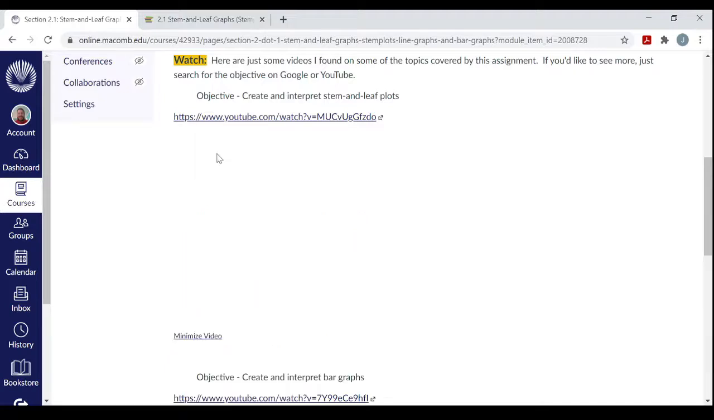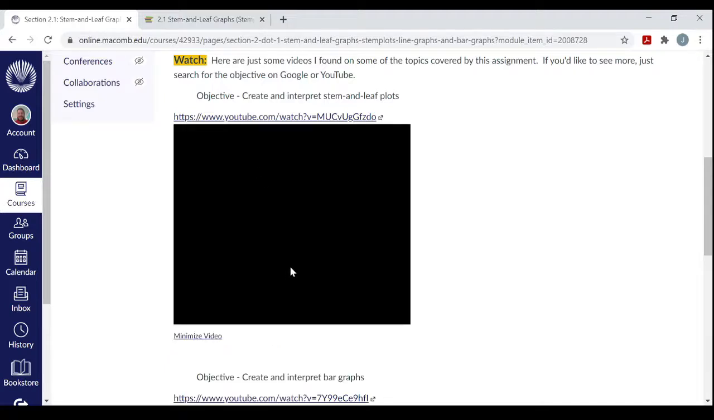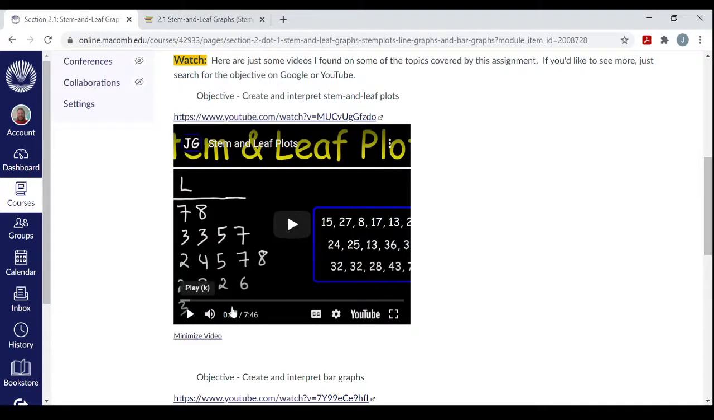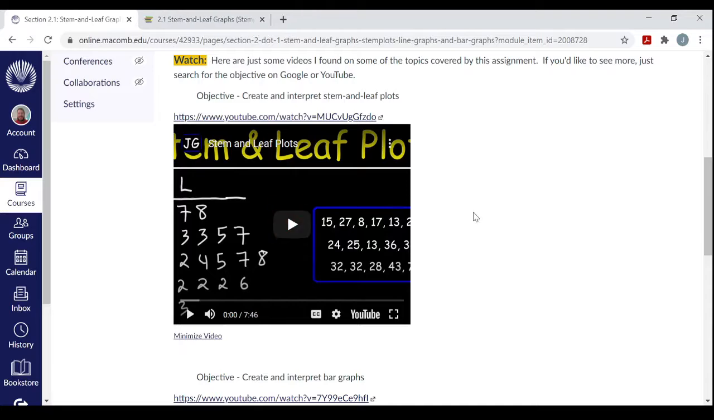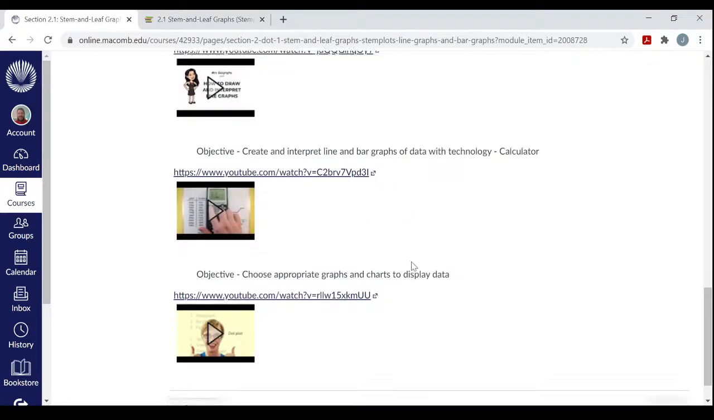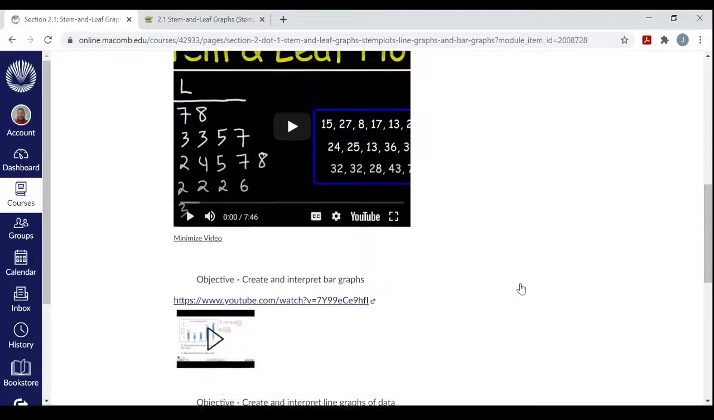So I have the objectives from the KnewtonAlta homework, and at least one video beneath it. Now you can play the video in Canvas, or just click on the link and open up the YouTube page with that video on it. Whatever you feel. Alright, and there's an objective video. There's five objectives in this assignment.